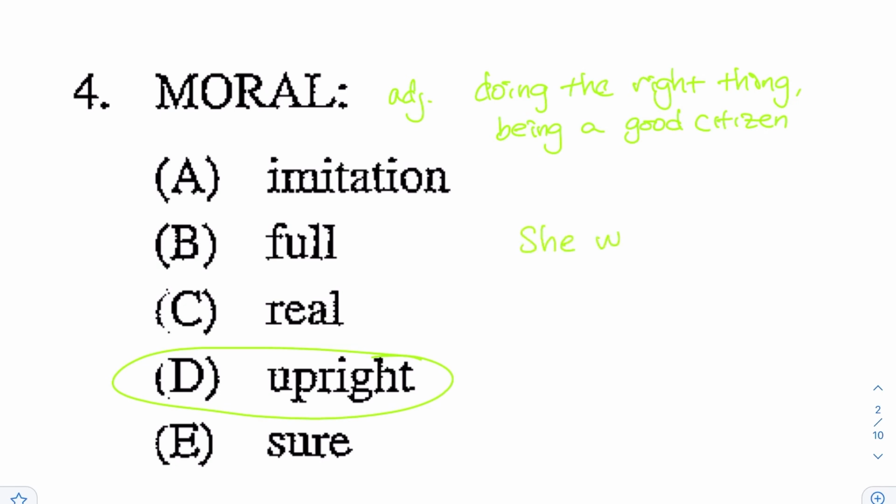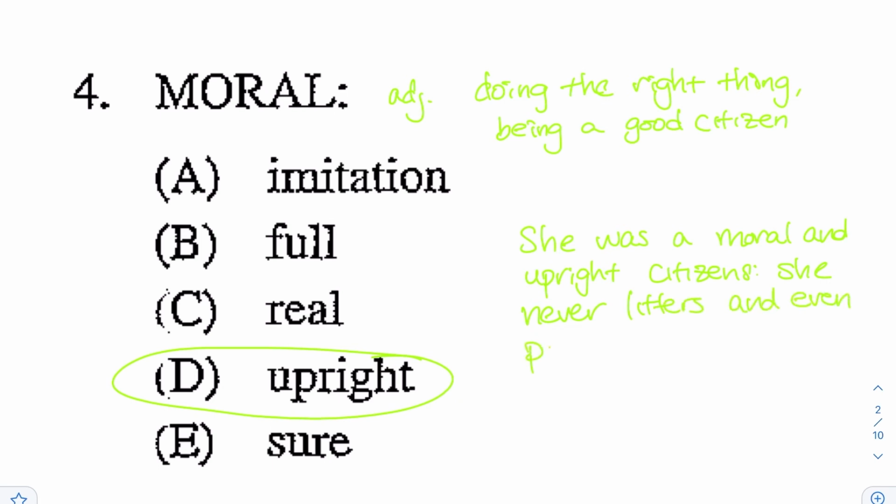So for example, you often hear this as being an upright citizen. So she was a moral and upright citizen. She never litters and even picks up other people's trash. So she's a moral, an upright citizen, which means that she really cares about society. She's doing the right thing. She's not contributing to the litter. She's helping reduce the litter for other people. So that's what moral means, is doing the right thing.